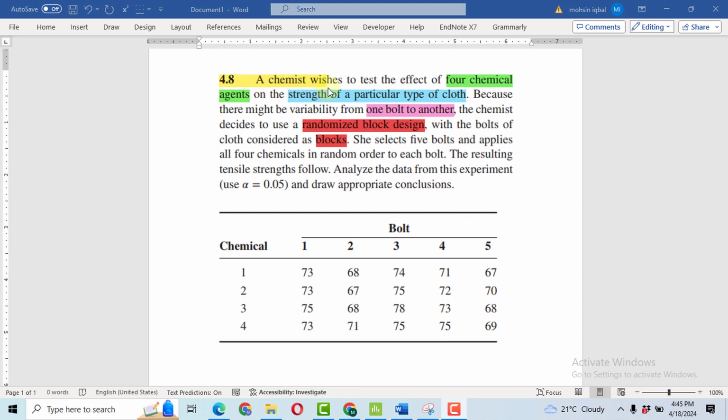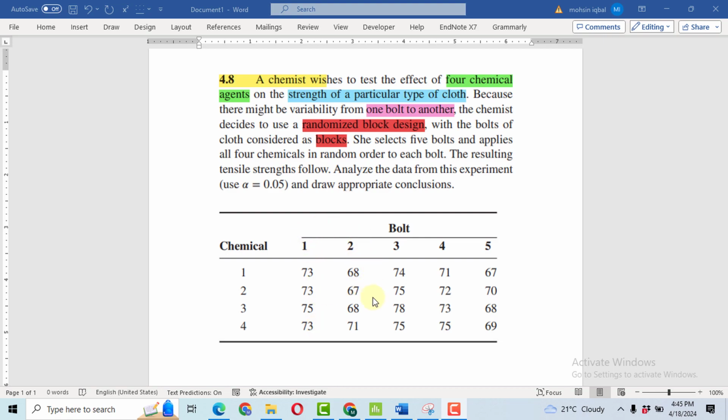A chemist wishes to test the effect of 4 chemical agents. These are our treatment levels that have been shown in the column, on the strength of a particular type of cloth. This is our response variable, whose values are depicted in this table. Because there might be variability from one bolt to another that is used in the cloth, the chemist decided to use a randomized complete block design with the bolt of cloth considered as blocks.